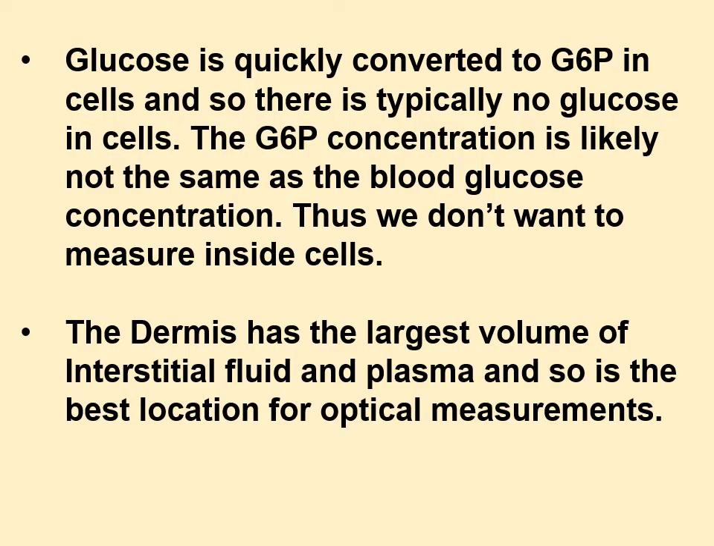So some notes from this, just a reminder: glucose is quickly converted to glucose 6-phosphate. So the concentration of glucose 6-phosphate inside the cell is almost certainly not the same as glucose outside the cell. And so we don't really want to measure glucose 6-phosphate inside the cell. Another note is the dermis has the largest volume of interstitial fluid, which has glucose, and plasma, which also has glucose. And so measurements for glucose are typically taken from the dermis.